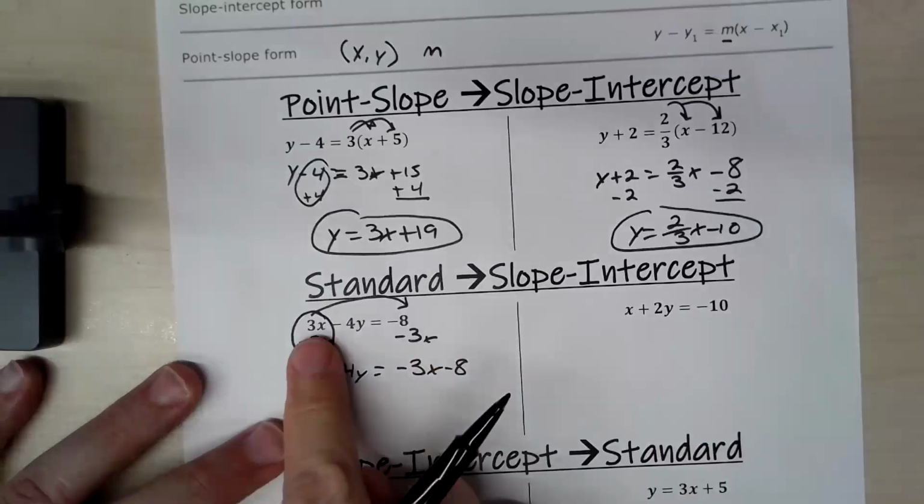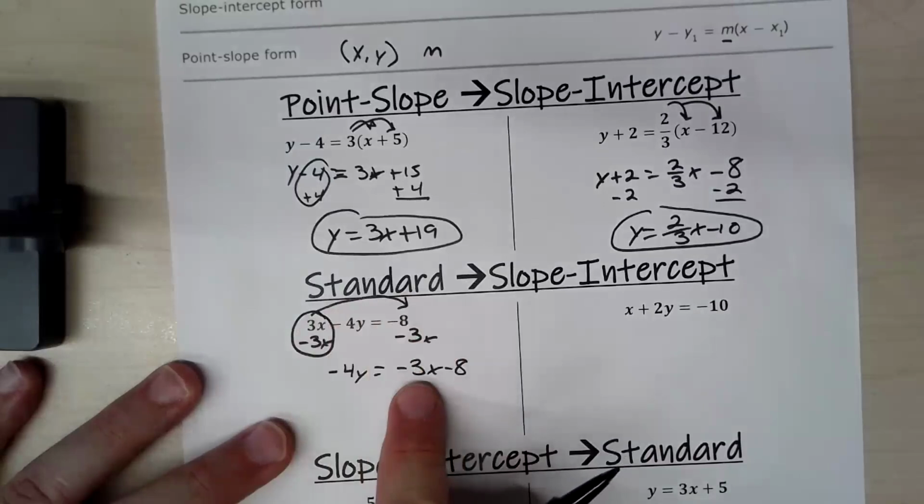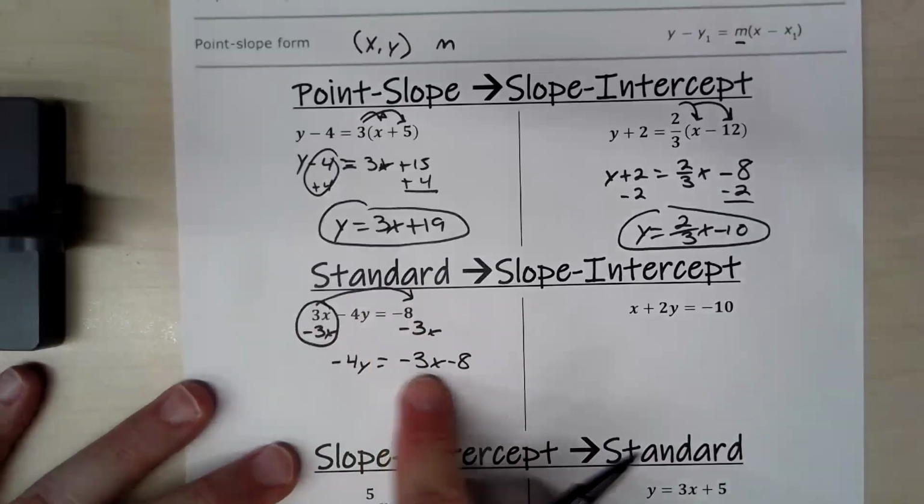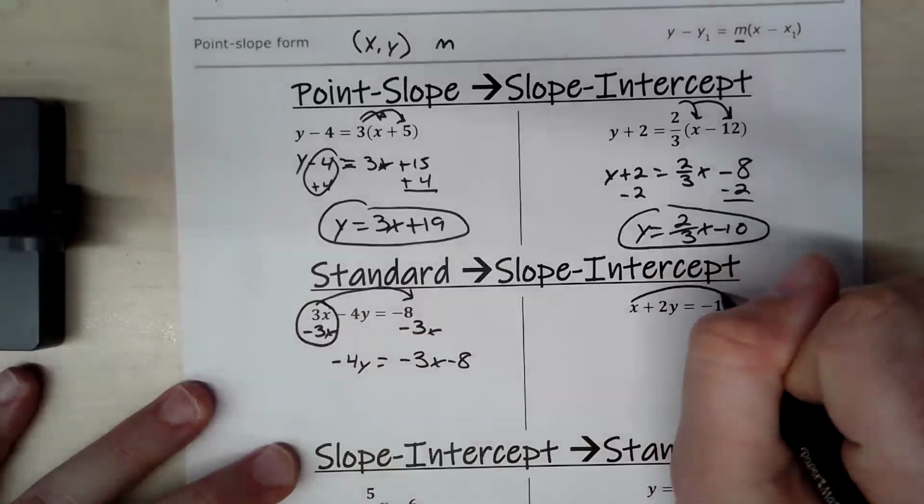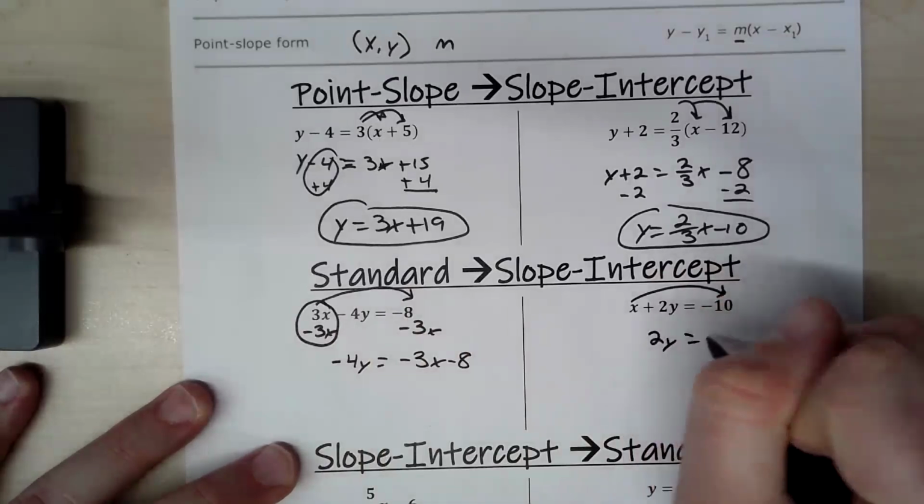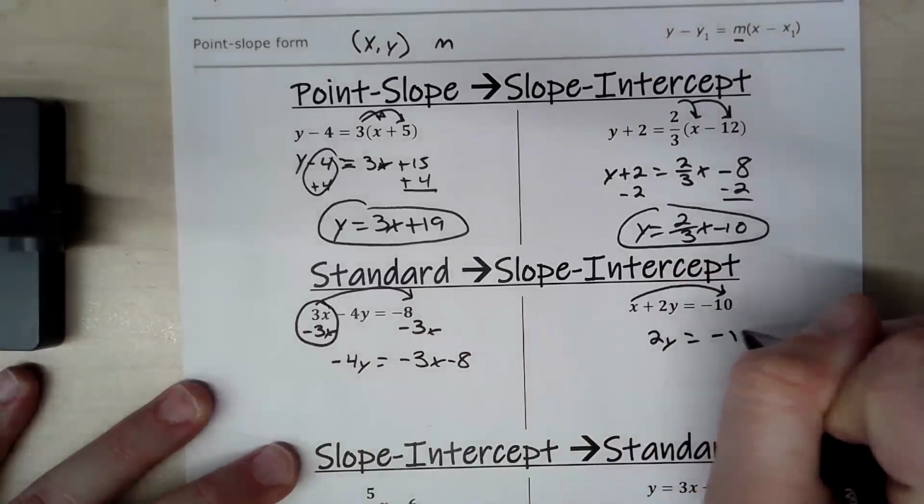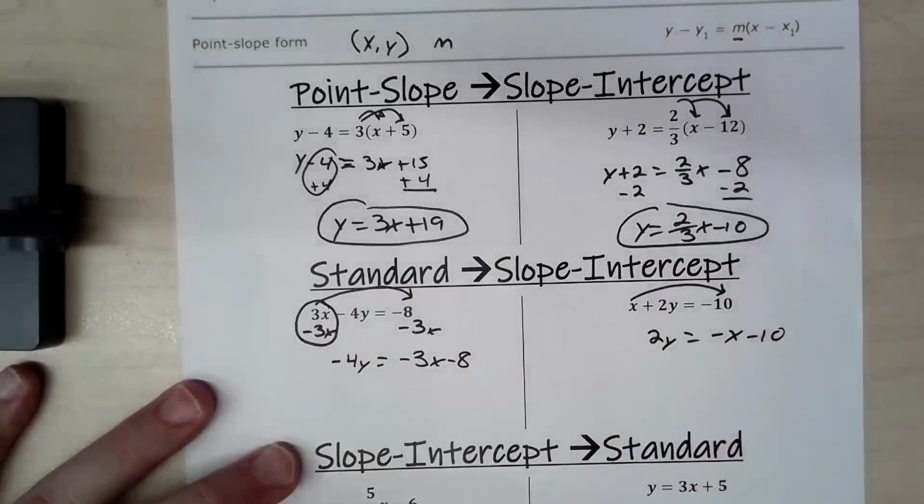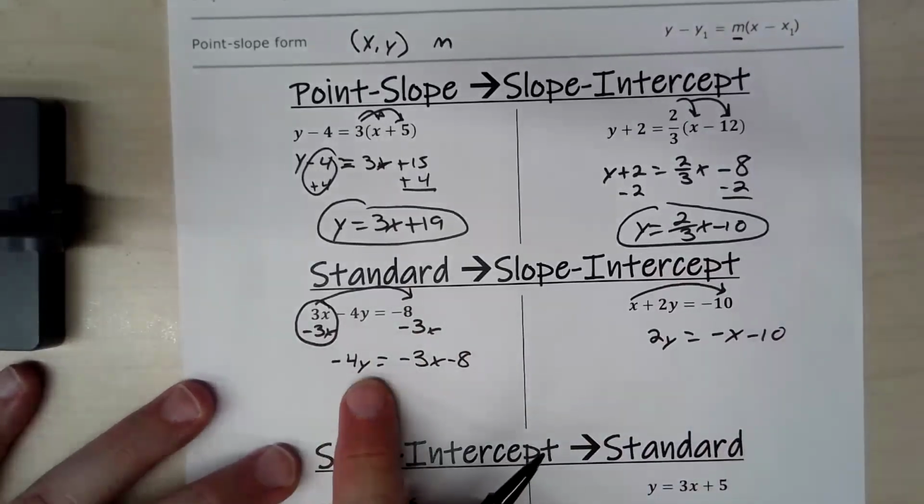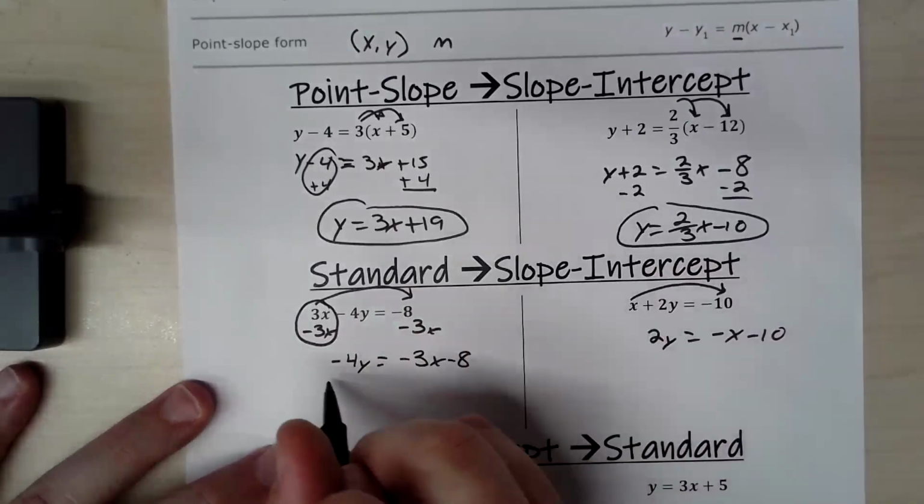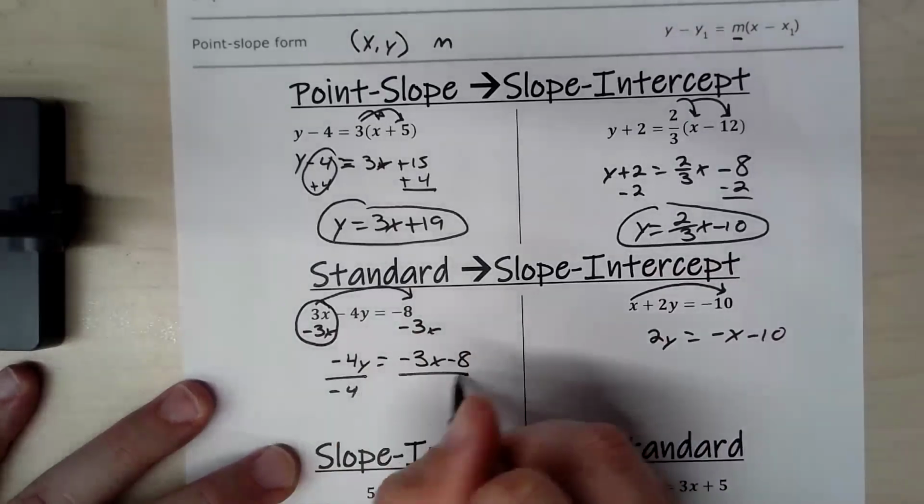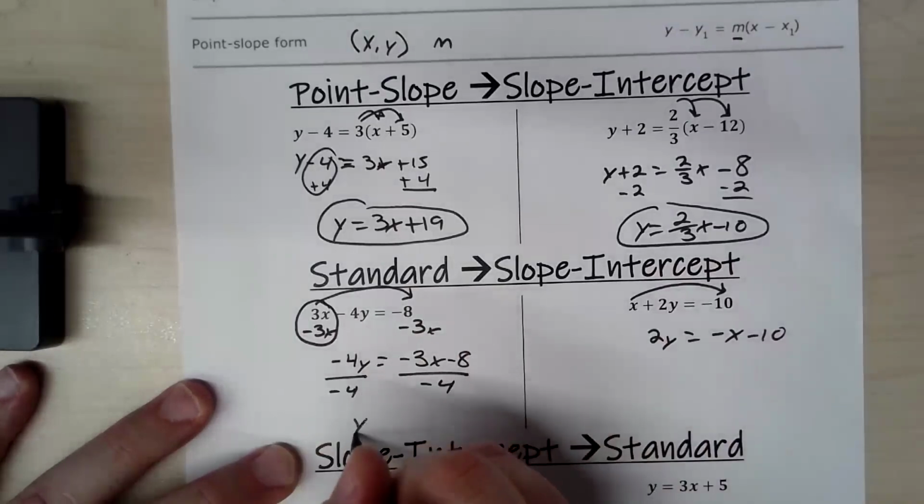Remember, if it's positive 3x, when we flip it to the other side, now it's negative 3x. So our first step is always, I've got to move my x to the opposite side. When I move it to the opposite side, I've got to flip it. It becomes the opposite. When I flip sides, I flip signs. So now I need to isolate y. So I have to divide by the coefficient. So I divide everything by negative 4.